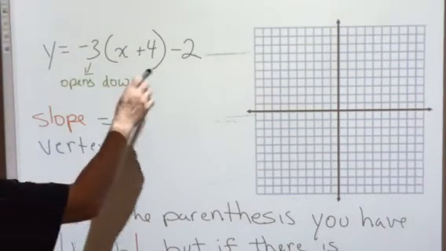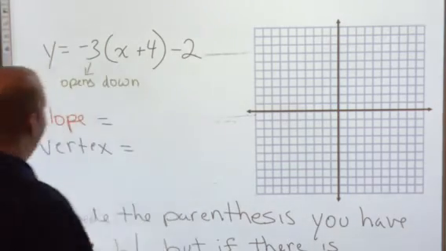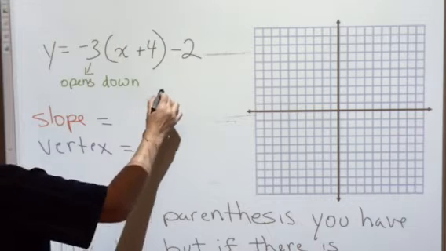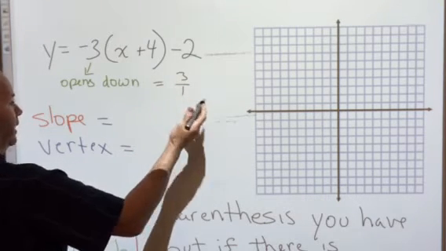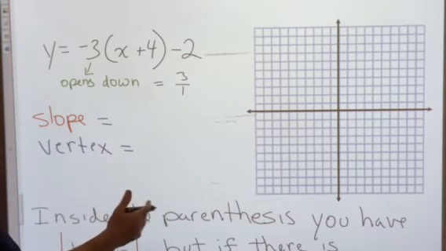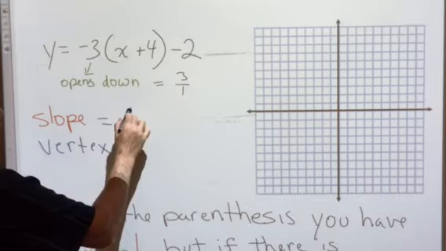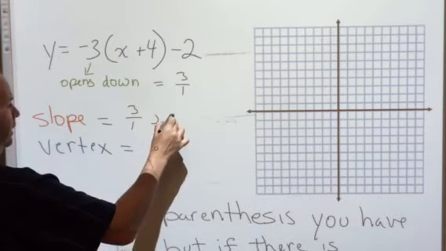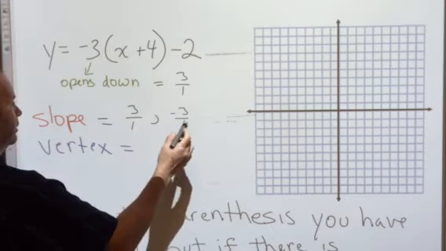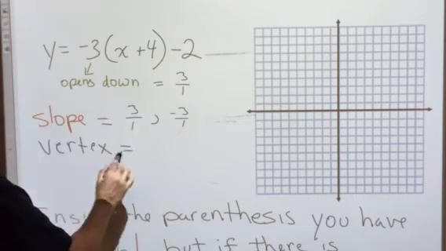y equals negative 3 times the absolute value of x plus 4, minus 2. Now we've got some stuff to deal with. The negative 3 is telling you it opens down and the slope is 3 over 1. No matter what, you're going to go up or down 3 and right or left 1. The slope is negative 3 over 1. It opens down. But what about the vertex?